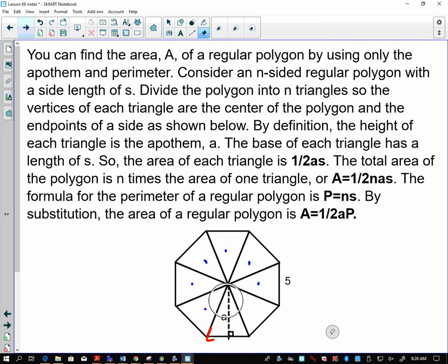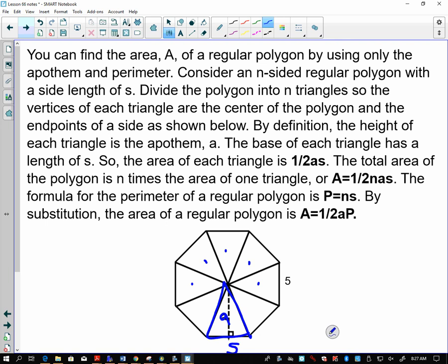So if I come back and look at this, just this whole triangle right here, apothem represents the height, s represents the base, so it's 1/2 s times a, okay, base times height. So it looks different, but it's the exact same concept of what you already understand about triangles. Okay, the total area of the polygon is n times the area of the one triangle. Okay, so area equals 1/2 n a s, n being the number of sides, because the number of sides is going to be the same as the number of triangles.